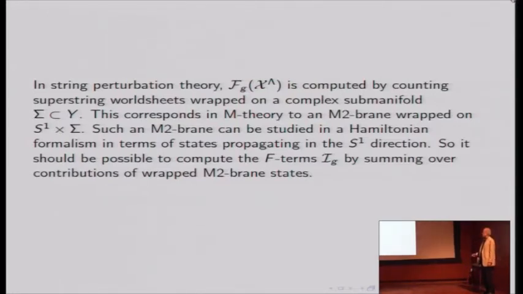But now we go to strong coupling, using the fact that we're computing things whose dependence on the coupling is known, so we can go to strong coupling and compute them. If the circle is large, we take a completely different point of view and think of the circle as the time direction. We introduce a Hamiltonian that has states propagating around the circle. So an M2 brane wrapped on sigma times a circle can be studied in a Hamiltonian formalism in terms of states propagating around the circle. So it must be possible to compute the F terms I sub g by summing over contributions of wrapped M2 brane states.